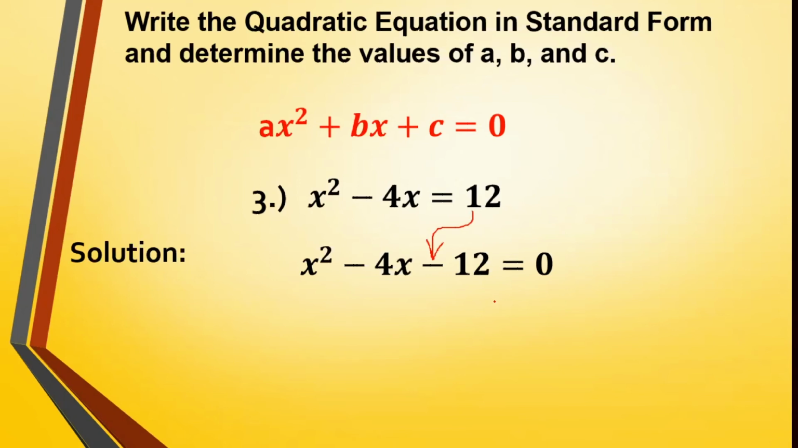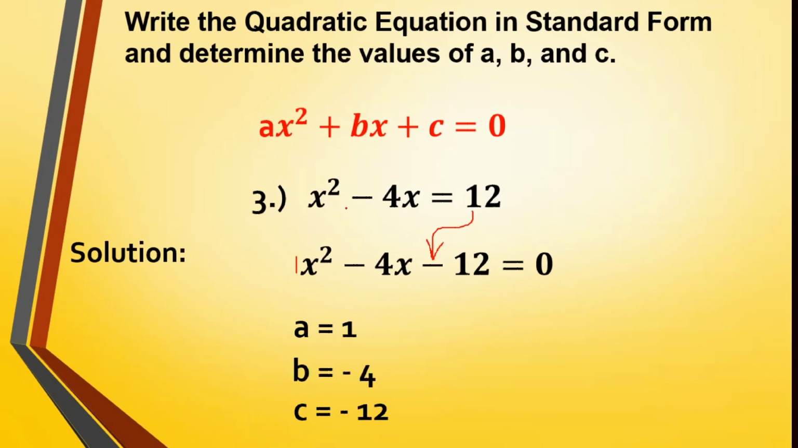So if it is standard form already, so what is the value of A? 1. Very good, 1. Saan galing yung 1? Understood na yung x squared, very good, is merong coefficient na 1 dyan. So dahil 1 na lang, so hindi na po yan dapat ilalagay. So our A is 1. How about the value of B? -4. Okay, -4. Very good. How about the value of C? -12. Okay, -12. Yan.